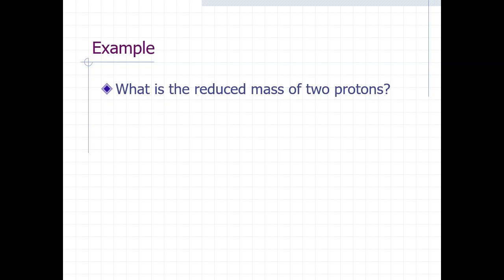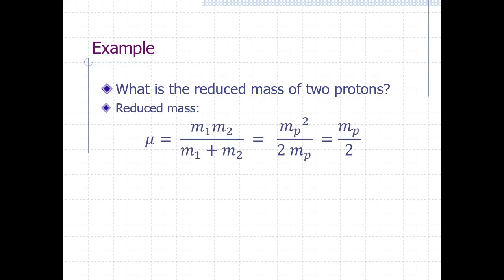Let's look at a simple example. What is the reduced mass of two protons? The formula for reduced mass is m1 times m2 divided by total mass. Since both particles are protons, m1 and m2 are the same. We substitute the mass of a proton, shown here as m sub p, for both m1 and m2. It should be easy to show that the reduced mass is half the mass of a proton.